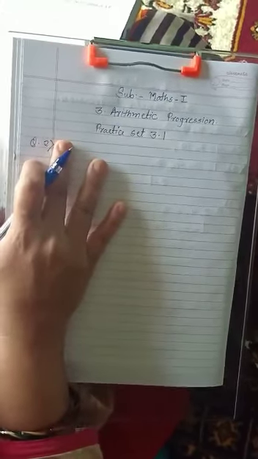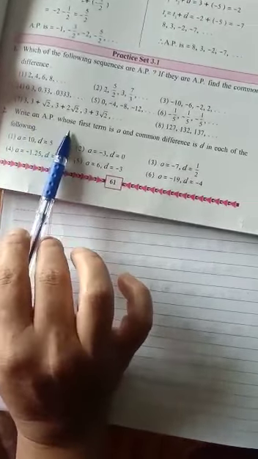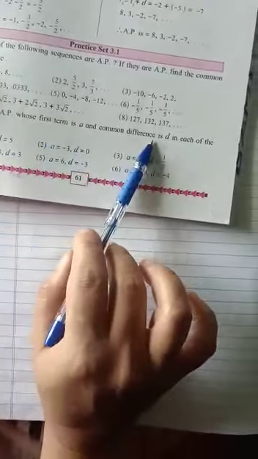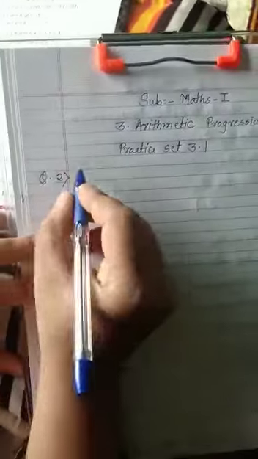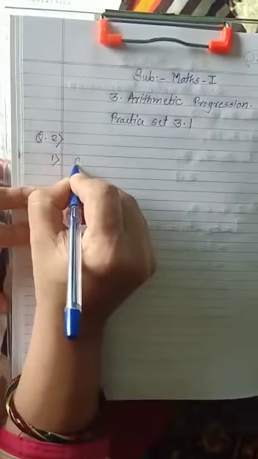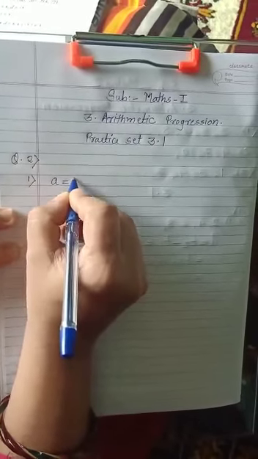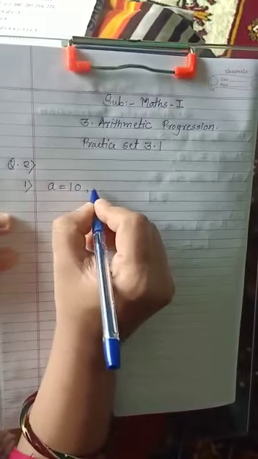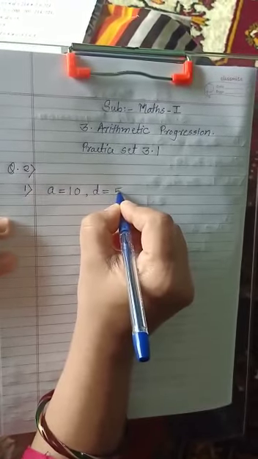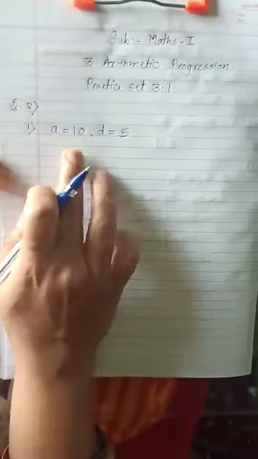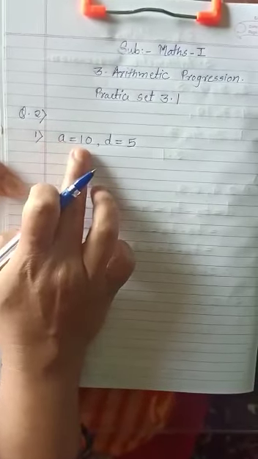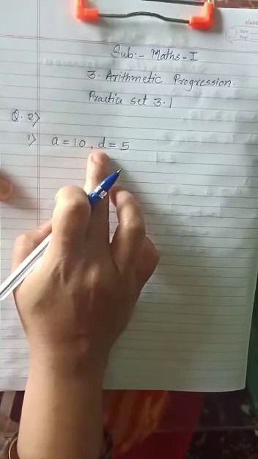Okay. So question number 2 is, on the same page in practice set 3.1: write an AP whose first term is a and the common difference is d in each of the following. Here the first sum is, a means the first term, so a is equal to 10, and the common difference d is equal to 5. So we have two values: the first term a is 10, and the common difference d is 5.